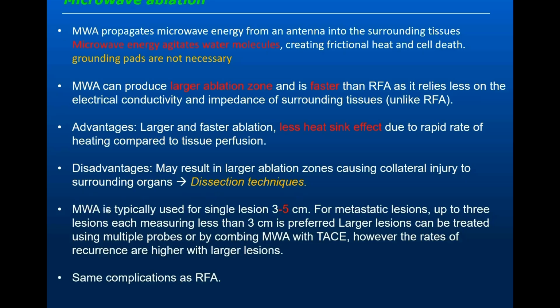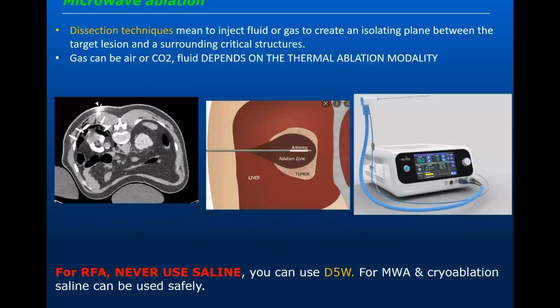So microwave ablation is again used for a single lesion typically, and you will see here that I added 2.5. Because we have a larger ablation zone, now we can do up to 5 centimeters. Metastatic lesions, we still have the same concept. We prefer to have 3 centimeters, less than 3 lesions. This is where we get most of our benefit. But again, larger lesions, we can treat either by using multiple probes or by combining it with transarterial modalities like we talked before. Same complications as RFA, exactly. It is the same thermal ablation thing, so we share the same complications.